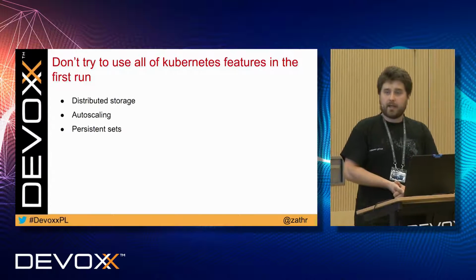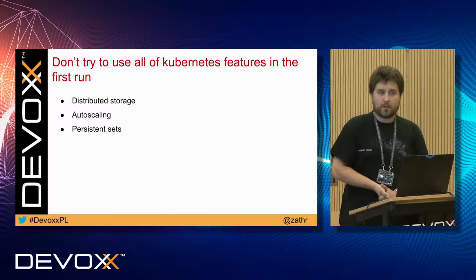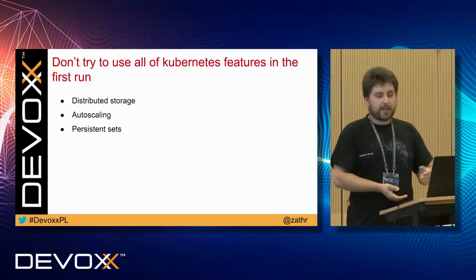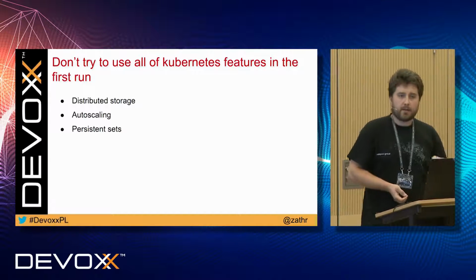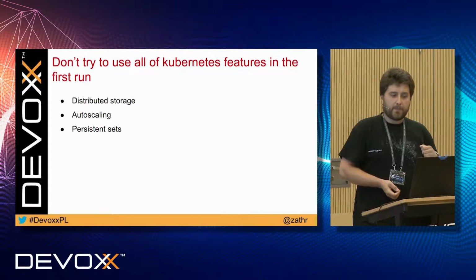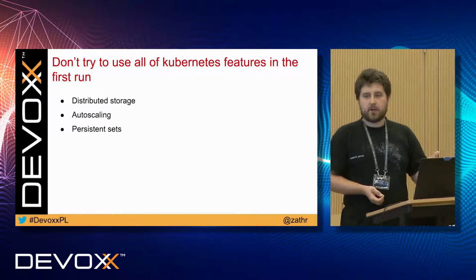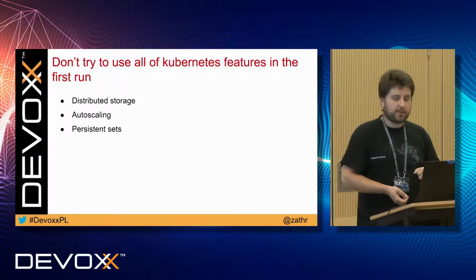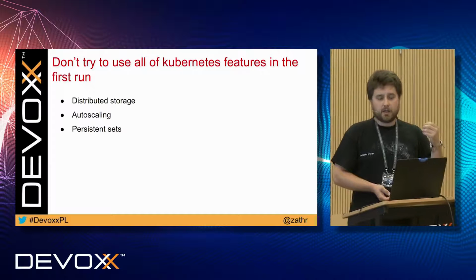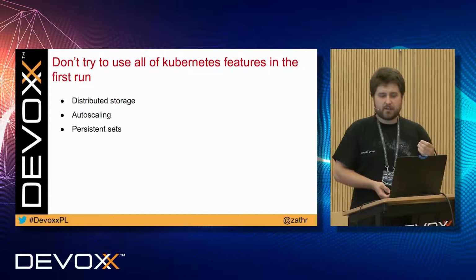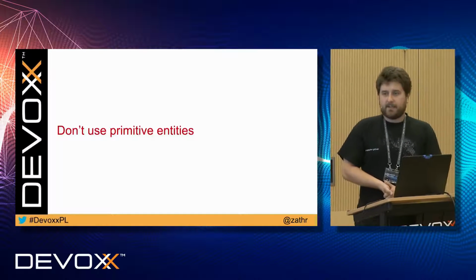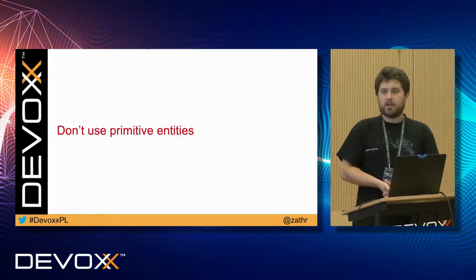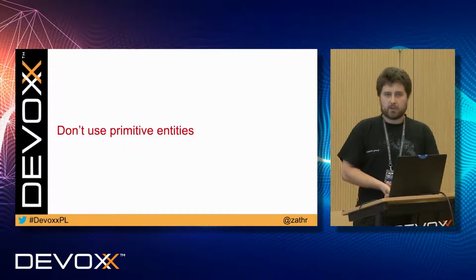You know the saying about an elephant, how to eat an elephant? Well, the same applies to Kubernetes. Identify and master only the components that are crucial for your deployment. If you start with stateless microservices, you probably don't need distributed storage or persistent sets. In the beginning, you maybe don't even need auto-scaling. Do not use primitive entities, and by that I mean don't create a herd of unmanaged pods instead of creating a deployment, let's say.